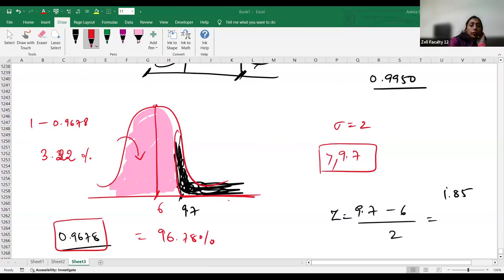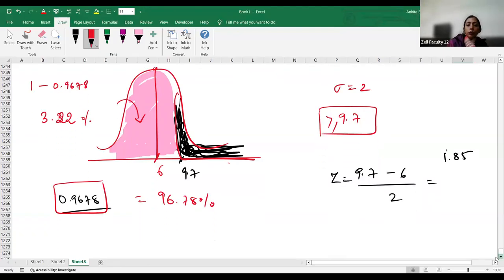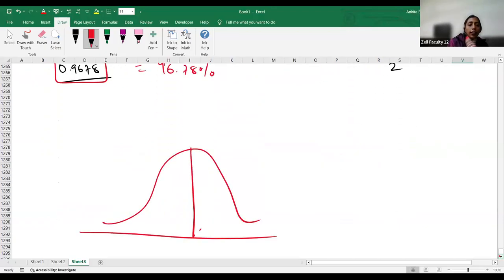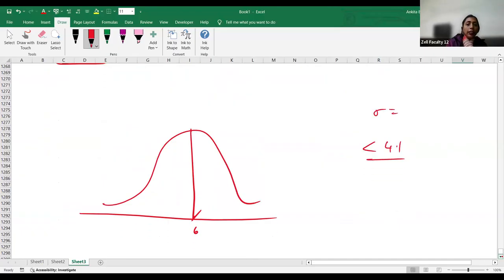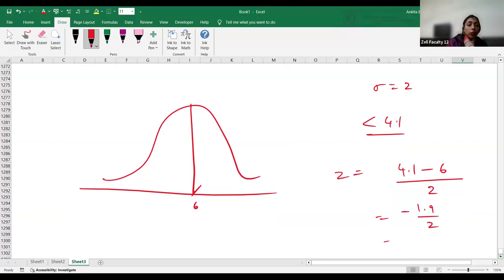There is one more concept here that you must understand. I could have asked you the same question, I would just change the numbers. So this is again 6. Now tell me the probability that the EPS is less than 4.1. Standard deviation is again 2 only. How much would be your Z? 4.1 minus 6 divided by 2. That is negative 0.95.